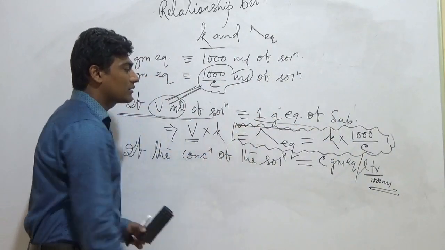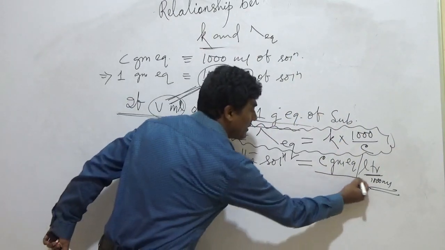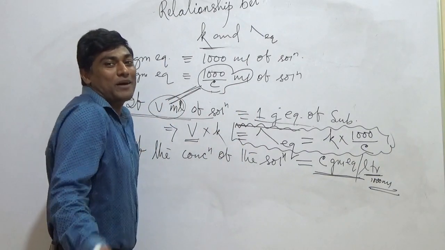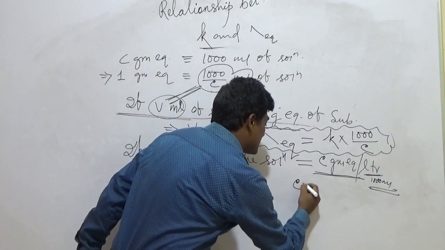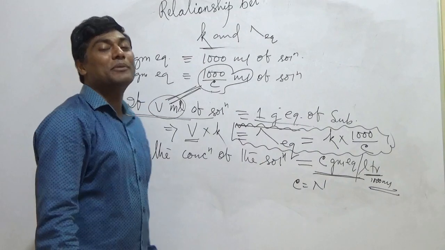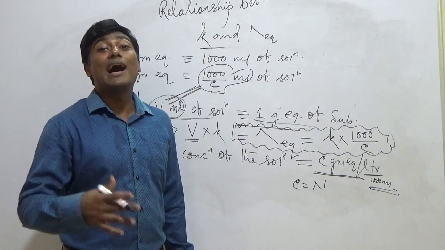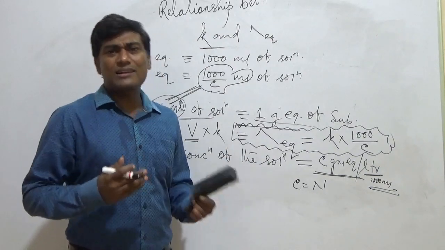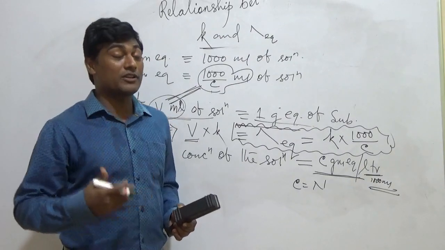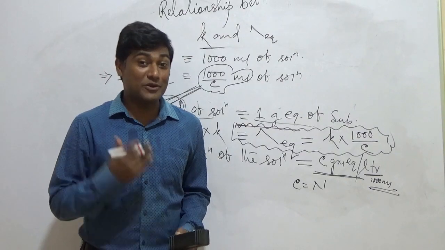Equivalent conductance is equal to specific conductance into 1000 by C, and C is nothing but gram equivalent per liter, and this concentration term is the normality. So this C is the normality, which is in terms of gram equivalent per liter. Now let us move to molar conductance. It's a similar term, and similarly we can derive the relationship between specific conductance and molar conductance. Are you with me now?